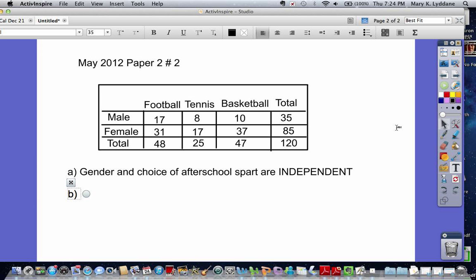We're told to write down the null hypothesis. Remember that the null hypothesis says that the two variables are independent. So I've written gender and choice of after-school sport, SPART, are independent.